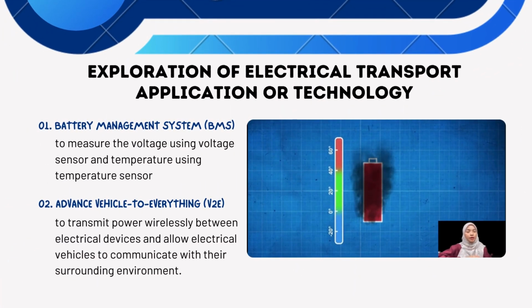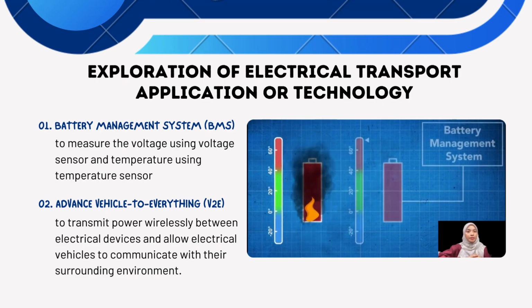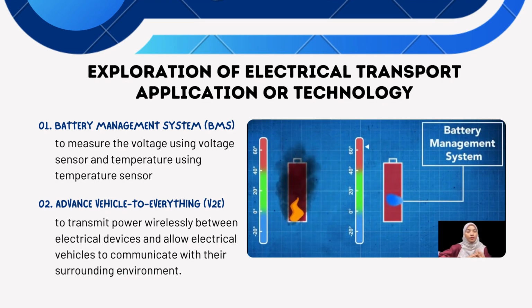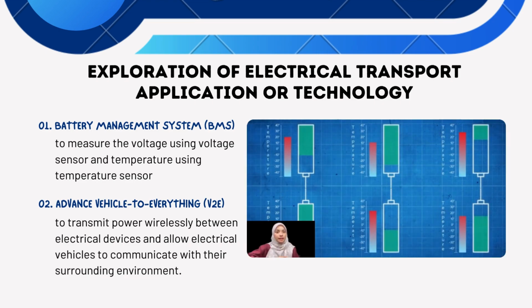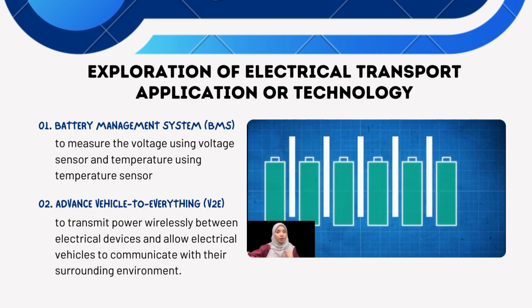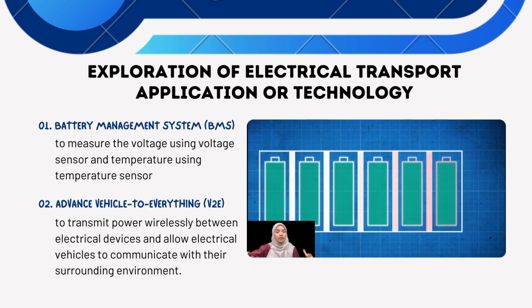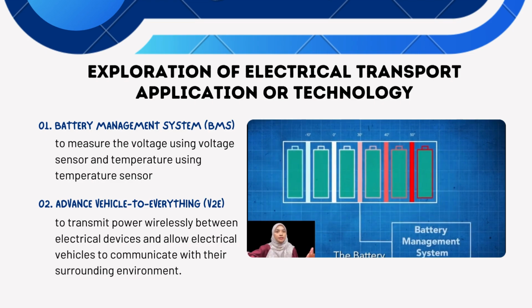Next, the exploration of electrical transport applications and technology. The first is the battery management system, BMS. One of its functions is to measure the voltage and temperature. When electricity is generated in a battery, electrons move through the circuit and produce voltage. BMS continuously monitors the voltage of the battery cells using specialized voltage sensors and measures the temperature of the battery using temperature sensors to maintain the ideal temperature range.